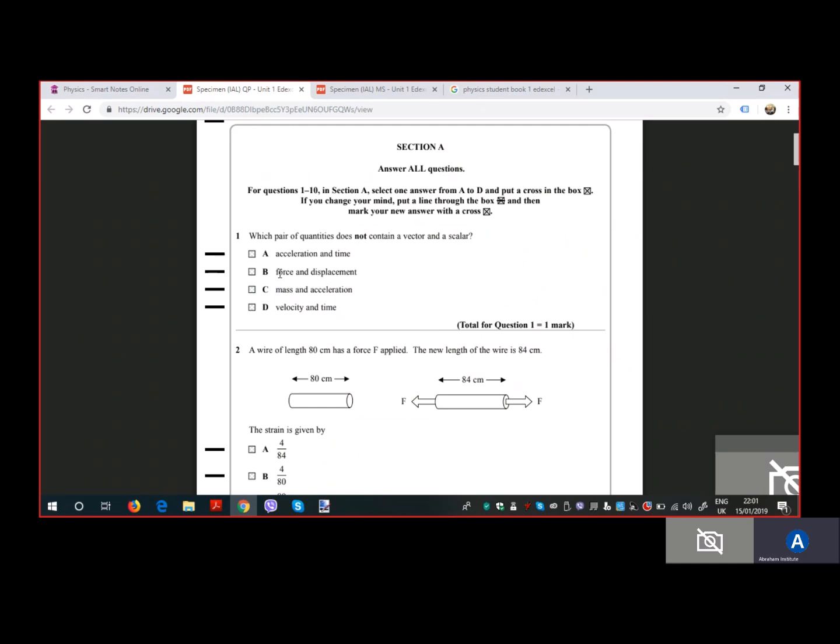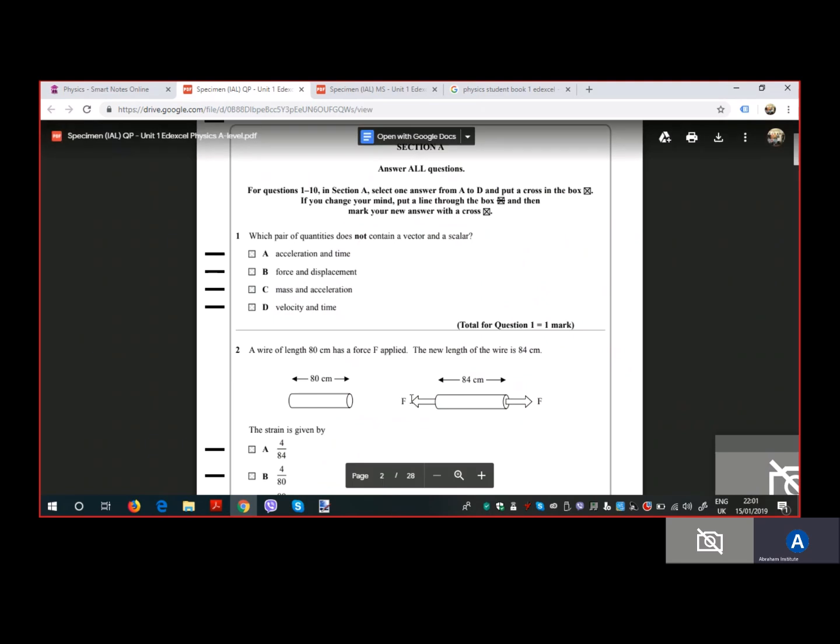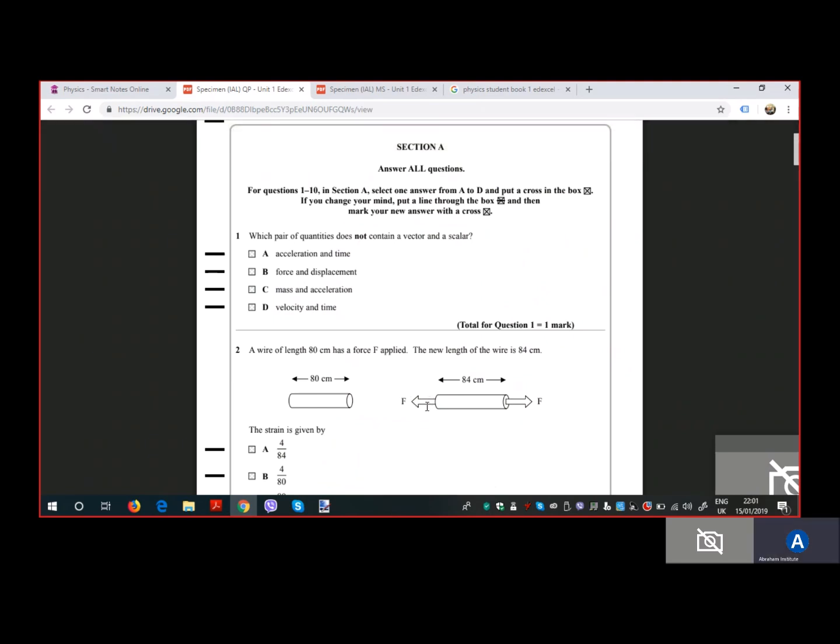Now, we also indicate it in diagrams using arrows. Can you see here? This force, and there's an arrow. So that is indicating the direction of the force. The length of the arrow indicates the size of the force. The longer the arrow, the greater the force.